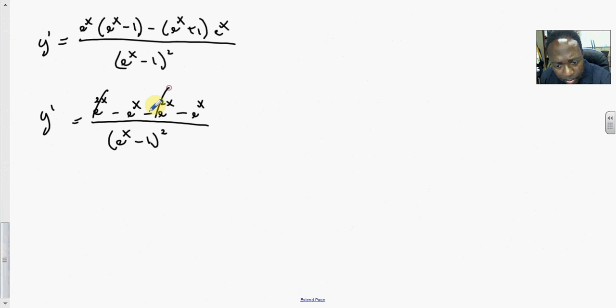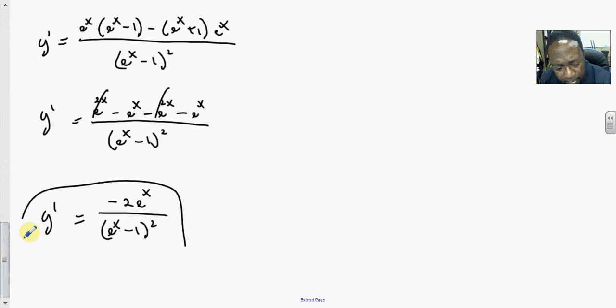So these terms there cancel. So y prime is negative 2 times e to the x all over e to the x minus 1 to the second. Well, I think that should do it.